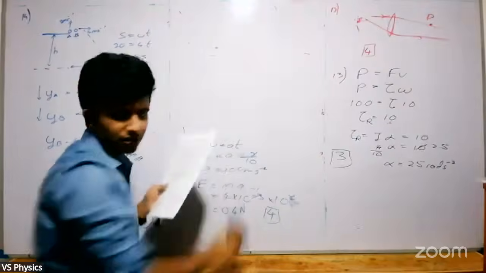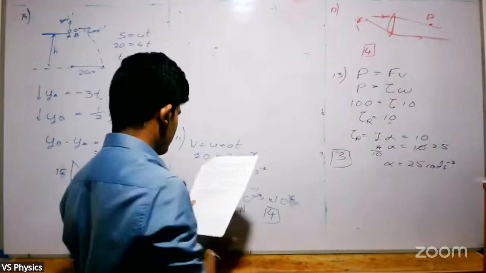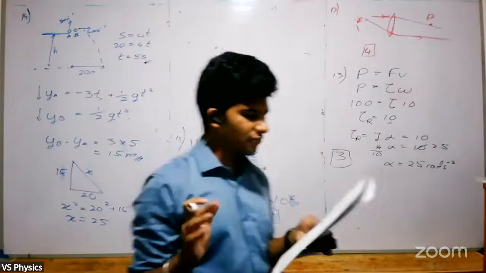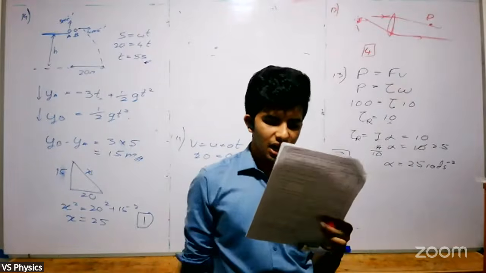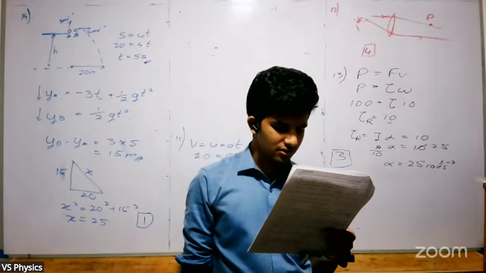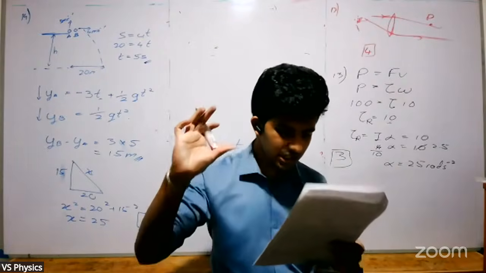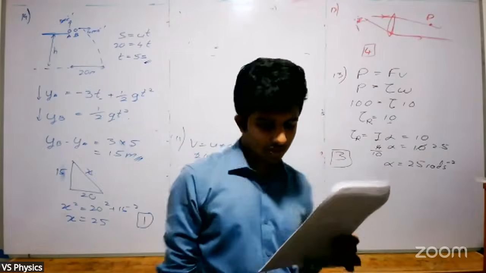Question number 15. Discussion 15. The lengths of two rods made of materials having linear expansivity alpha and alpha divided by 3 are L and 2L respectively. By how much should the temperature be increased in order for them to become equal in length?